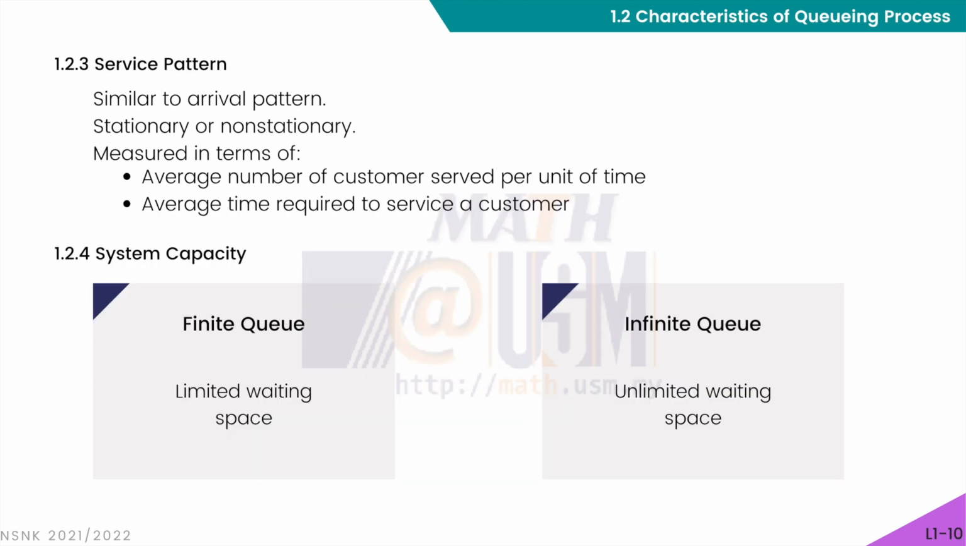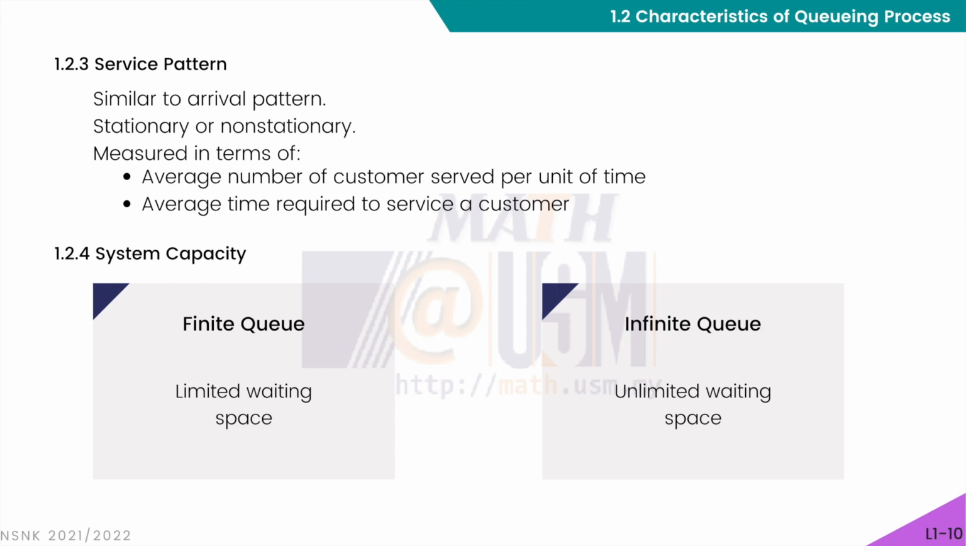So moving on to our third characteristic, which is the service pattern. It is similar to the arrival pattern, but the arrival pattern concerns the behavior of the customer, while the service pattern concerns the behavior or situation of the server in the service mechanism itself. It is measured in terms of the average number of customers served per unit of time, or the average time required to service a customer.